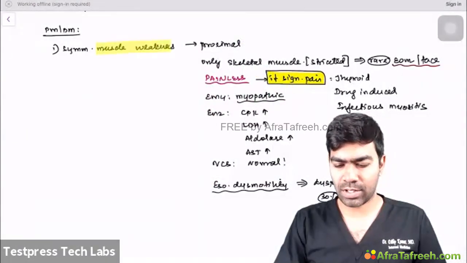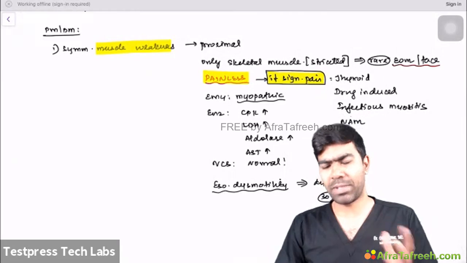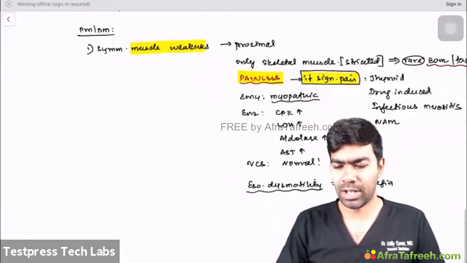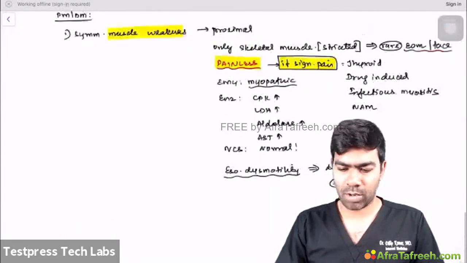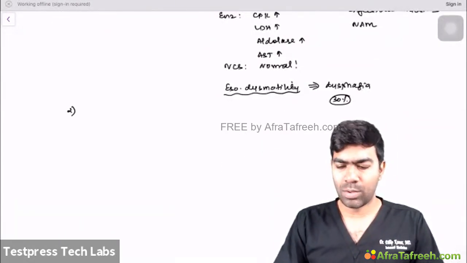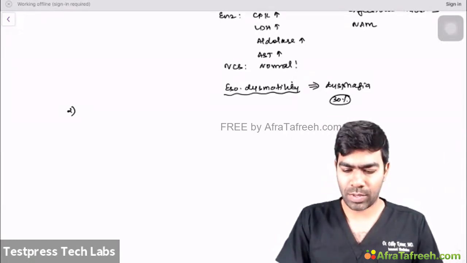What are the characteristic features of the muscle weakness? The most important feature will be the painless nature, which means pain may be there, but very little. It's not very significant. Pain will not be the most important feature. The weakness will be the most important feature, the proximal weakness. Number 2, the second one, is the dermatological problems. What are the skin manifestations?